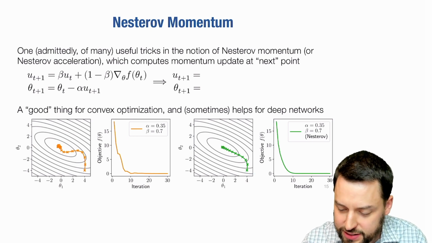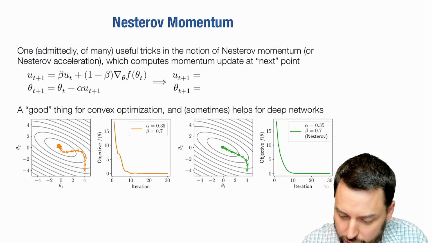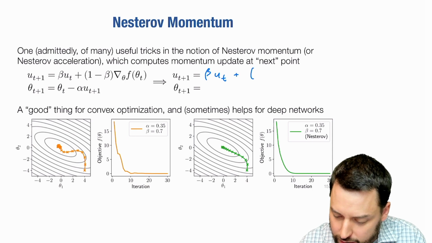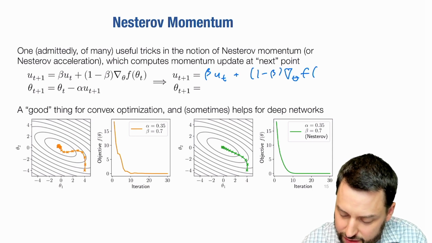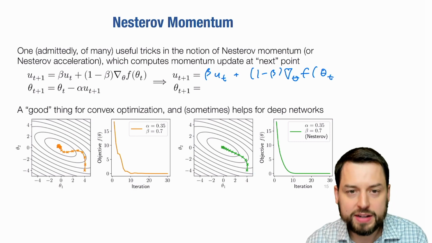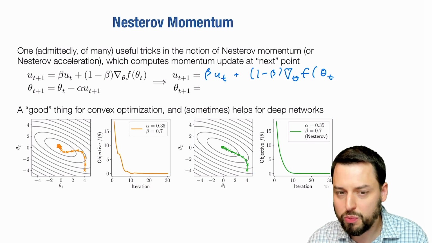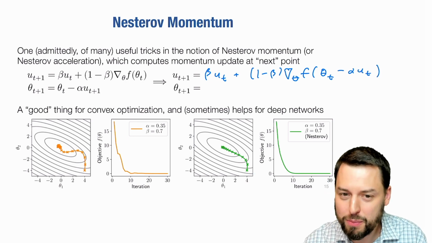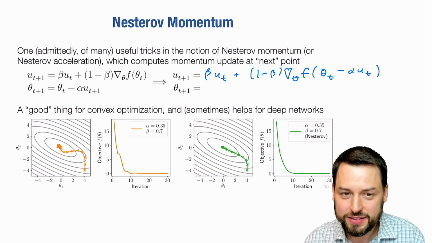So what it does is it takes our normal momentum update. That would be 1 minus beta times the gradient of f of theta t. But instead of just doing the gradient at the current point, we take the step that we would take based upon our current momentum term, evaluate the gradient there, and then update based upon that term.